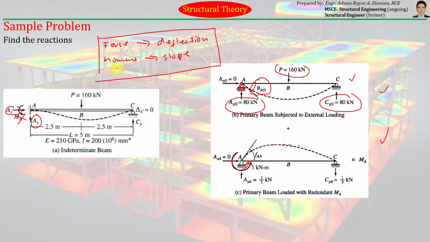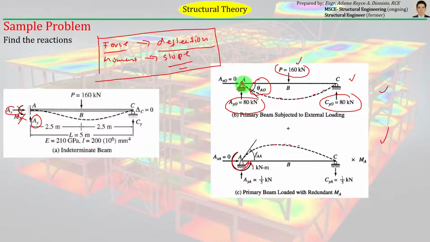From the previous examples, we usually choose a force to be our redundant. That's why we have computed deflections. But in this case wherein we have chosen MA as our redundant, it's not deflection that we have to compute, but the slope. So for the primary beam, we have seen that if the simply supported beam will be loaded by 160 kilonewton load, it will bend like this, like the broken line. And as you can see here at joint A, where we have removed the moment reaction, the beam actually had a slope of, let's call it theta AO.